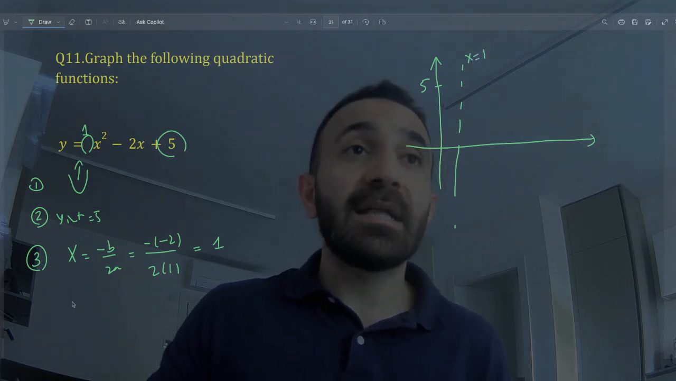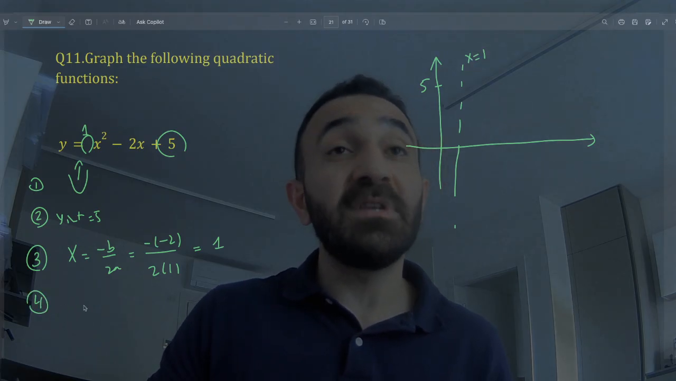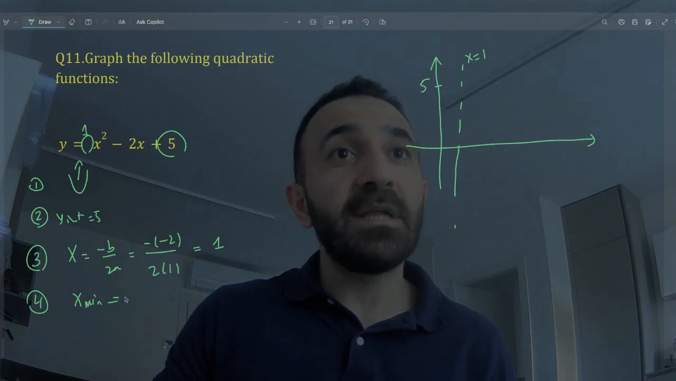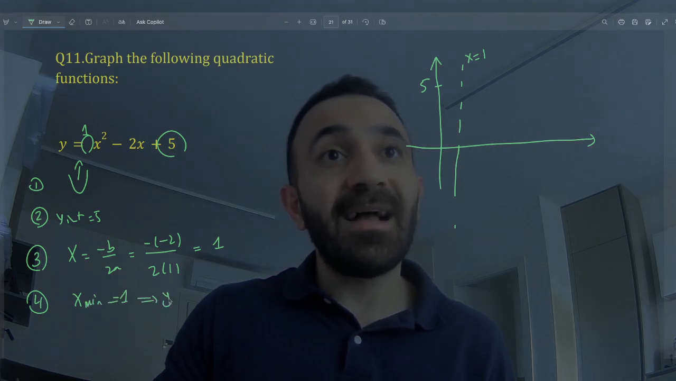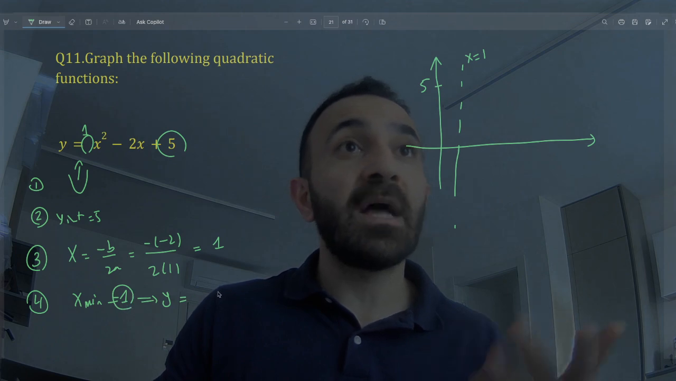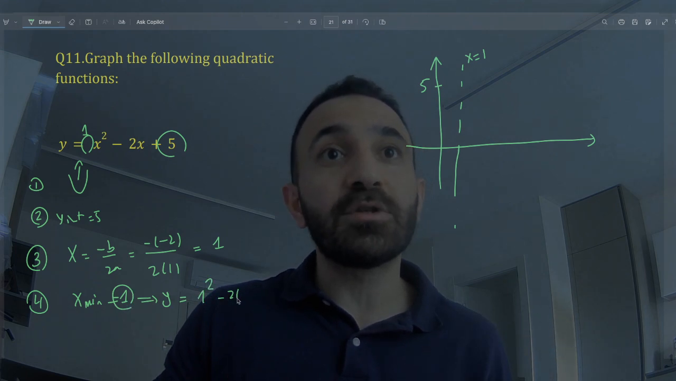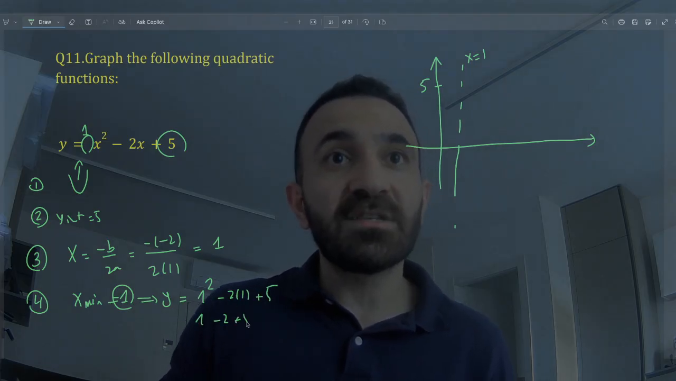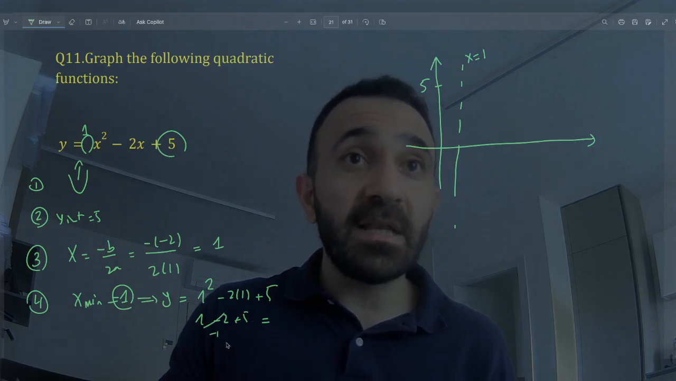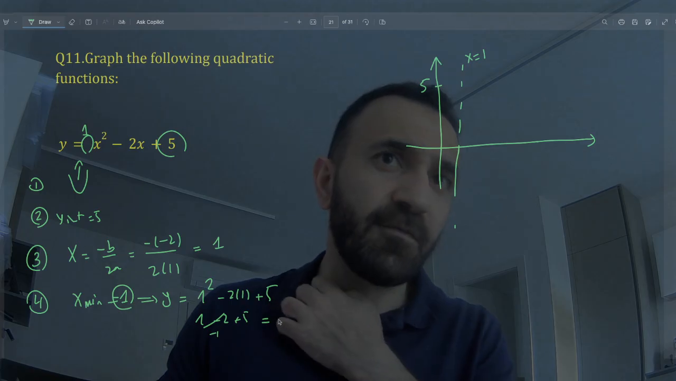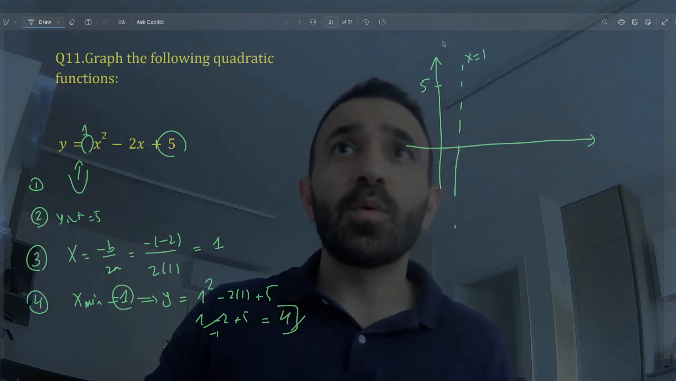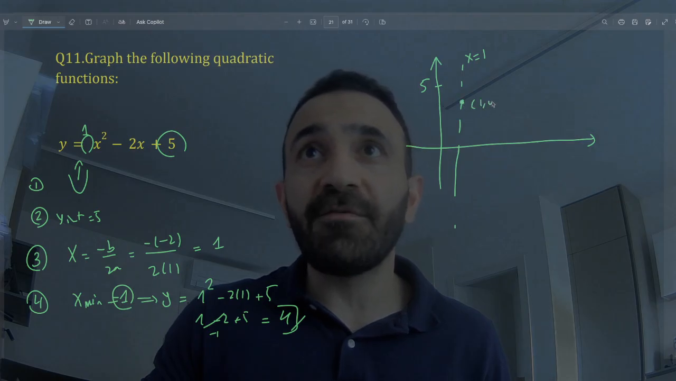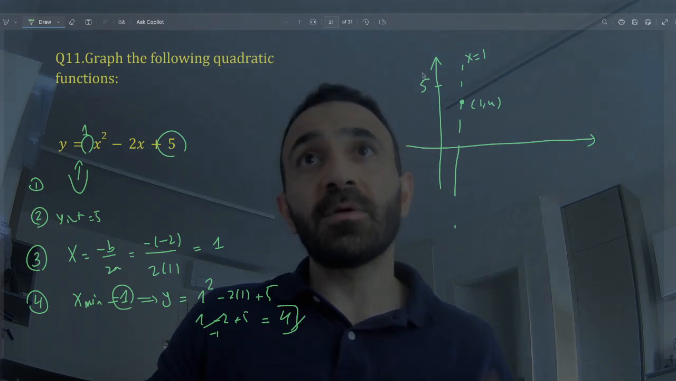Now, we know that the x value of the vertex point, which is the minimum point because it's concave up, is 1. How can I find the y value? I'm going to plug 1 into that equation. So 1 to the power of 2 minus 2 times 1 plus 5. So 1 minus 2 plus 5, which is minus 1 plus 5, 4. So the point (1, 4) is the vertex or the minimum point.